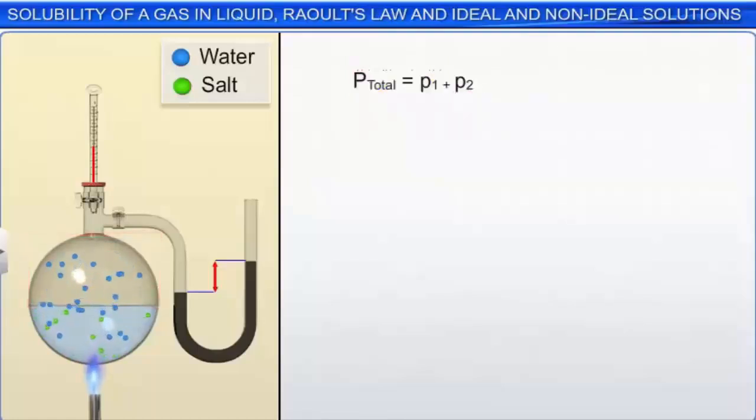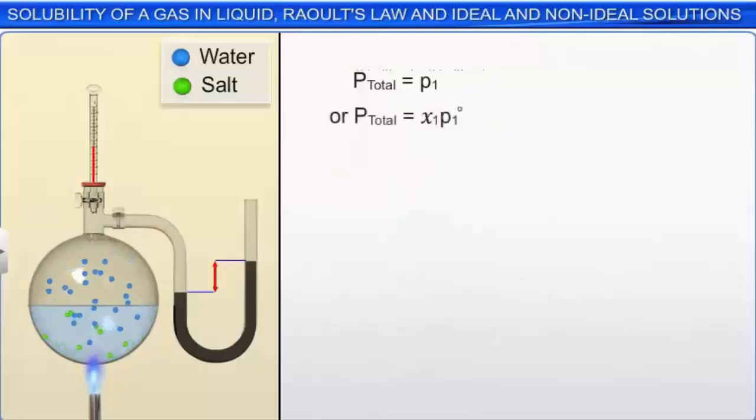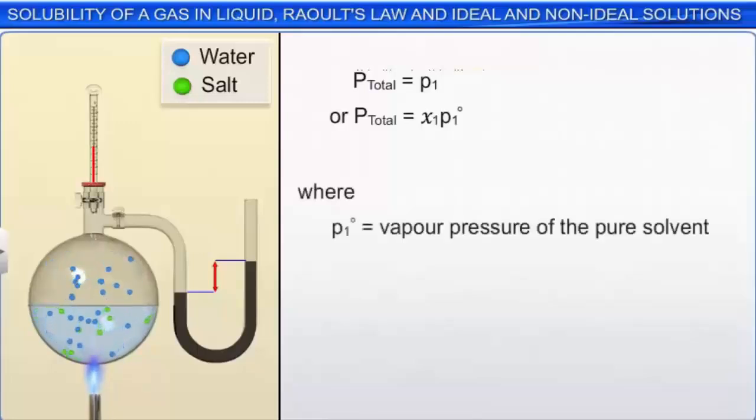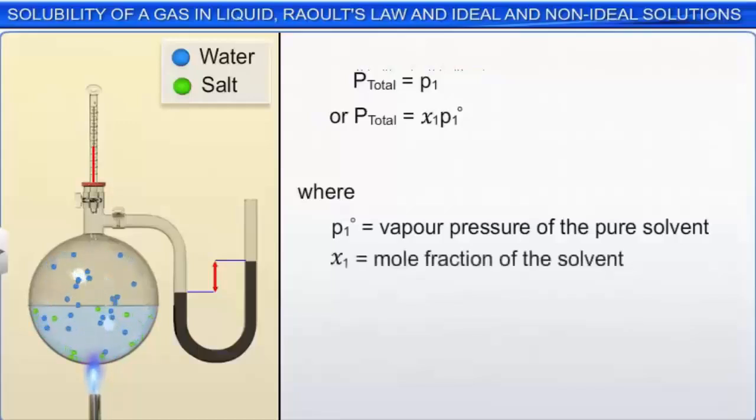That is, P total is equal to P1, or P total is equal to X1 P1 naught, where P1 naught is the vapor pressure of the pure solvent at a particular temperature and X1 is the mole fraction of the solvent 1.